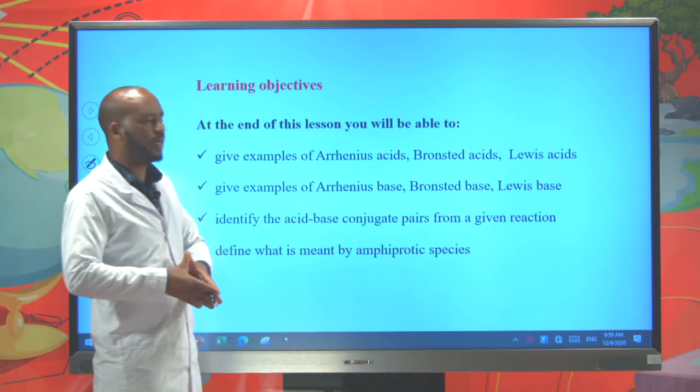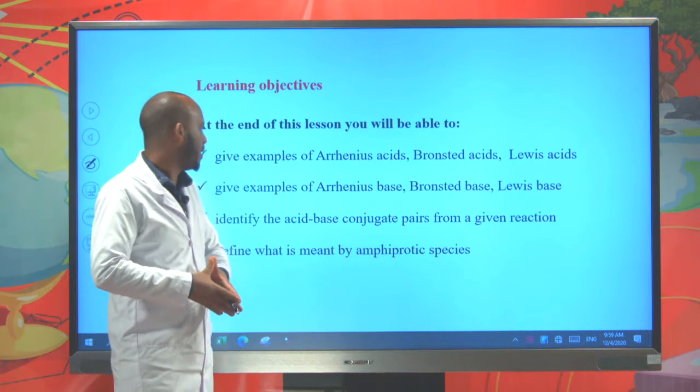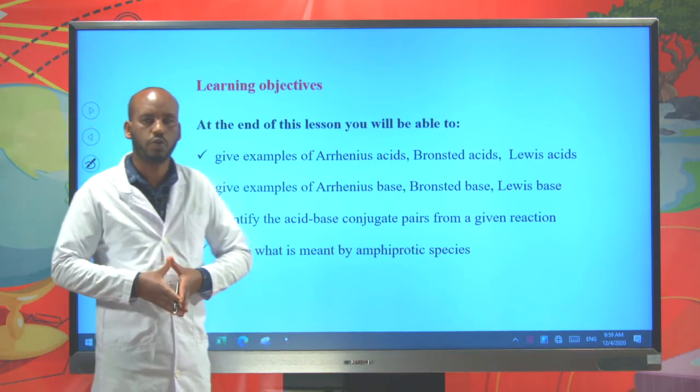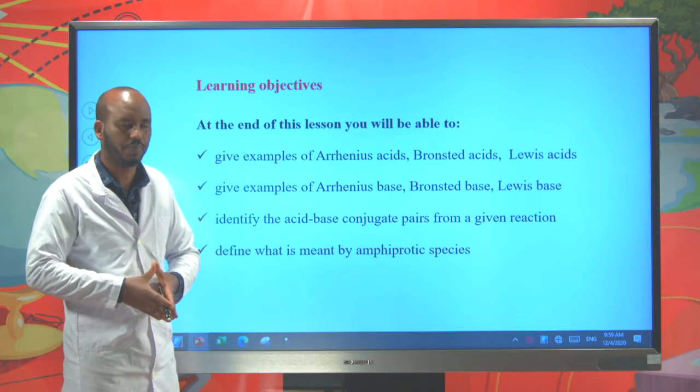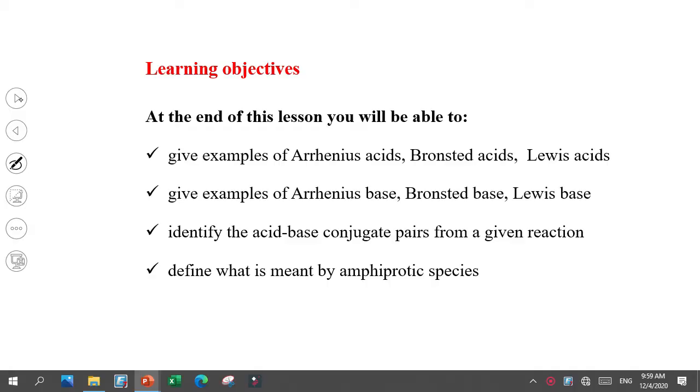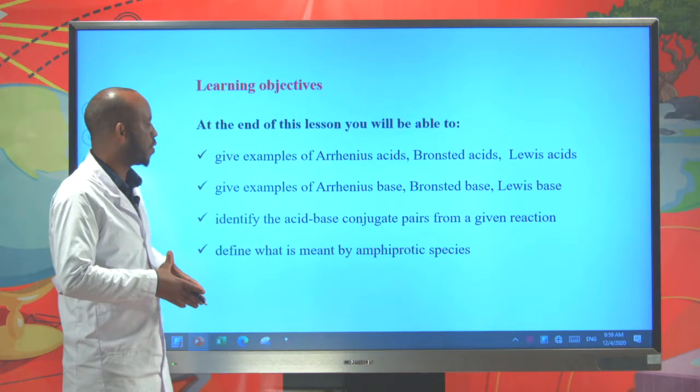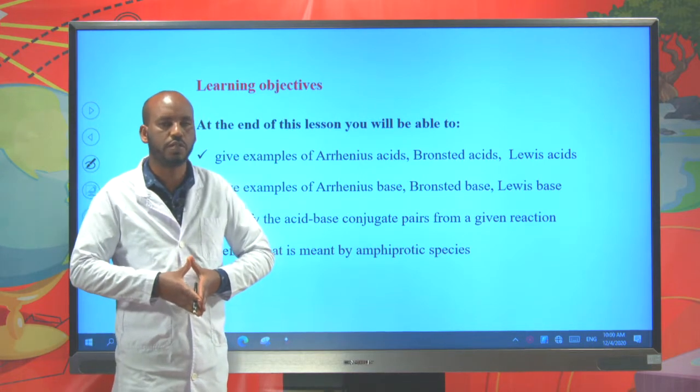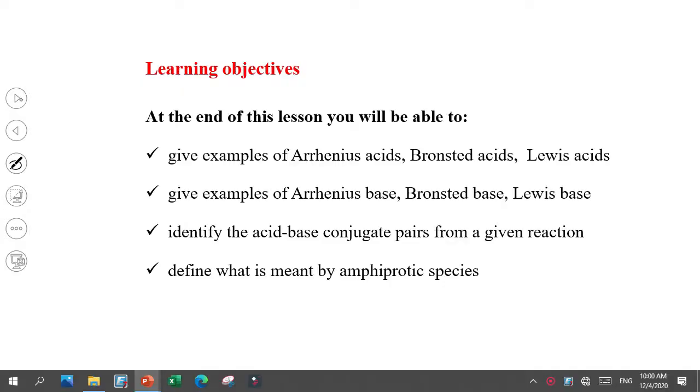At the end of this lesson, you will be able to give examples of Arrhenius acids, Bronsted-Lowry acids, and Lewis acids; give examples of Arrhenius bases, Bronsted-Lowry bases, and Lewis bases; identify the acid-base conjugate pairs from a given reaction; and define what is meant by amphiprotic species.